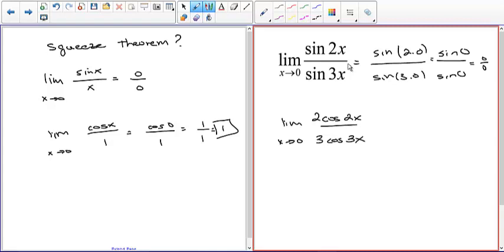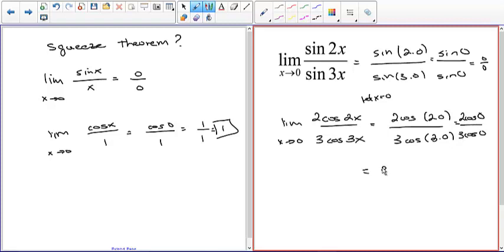And now when we plug in 0, so let x equal 0, what you get is 2 times the cosine of 2 times 0 divided by 3 times the cosine of 3 times 0, which is the same as 2 times the cosine of 0 divided by 3 times the cosine of 0, and the cosine of 0 is 1. So you get 2 times 1 over 3 times 1, which is 2/3. So there's your answer.